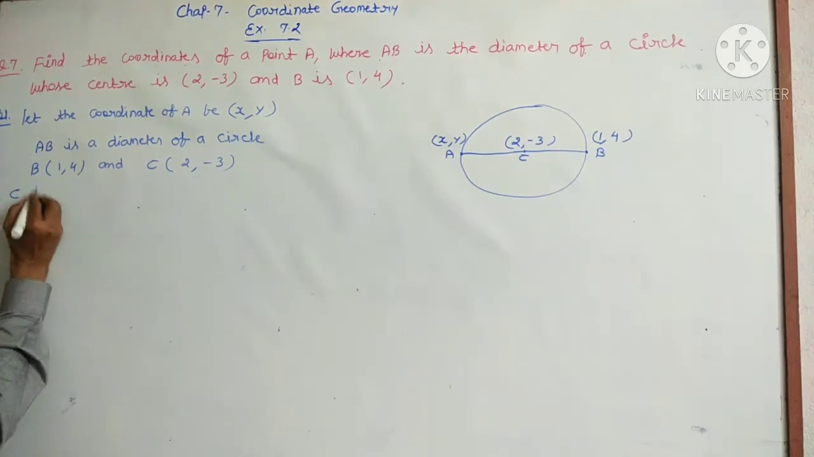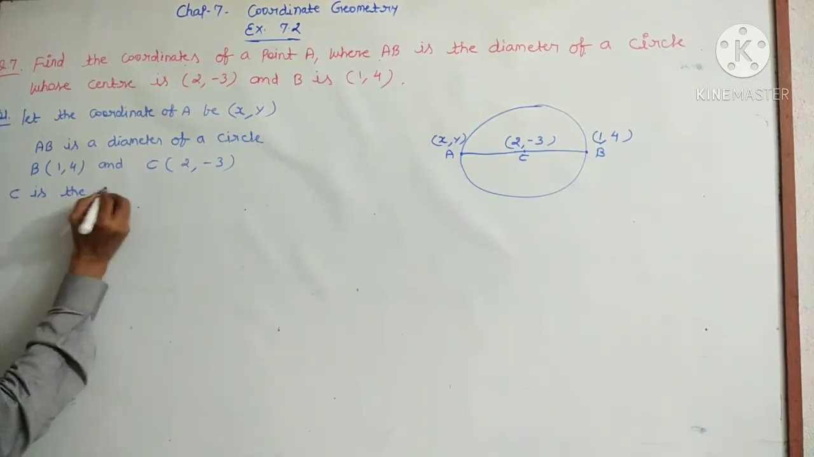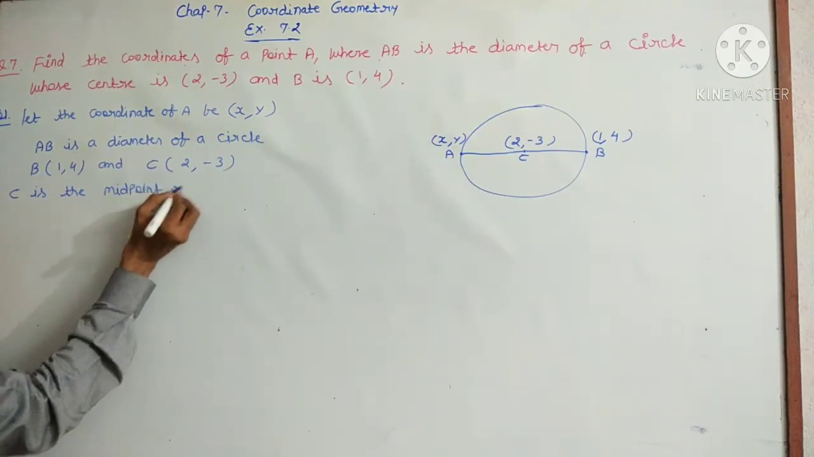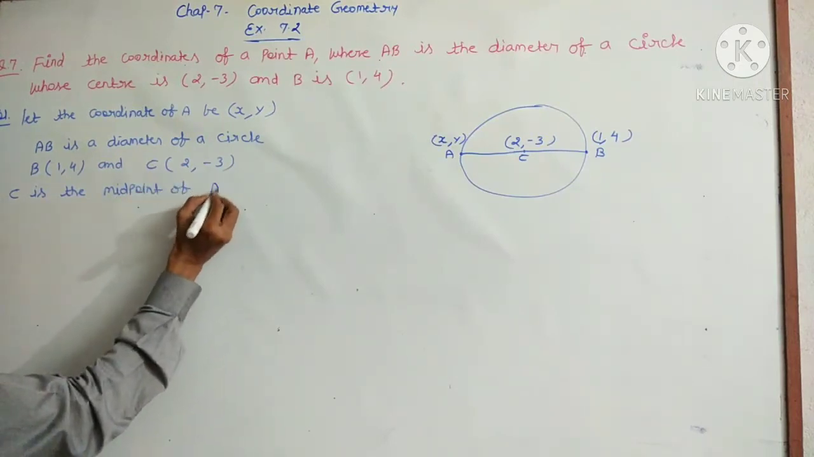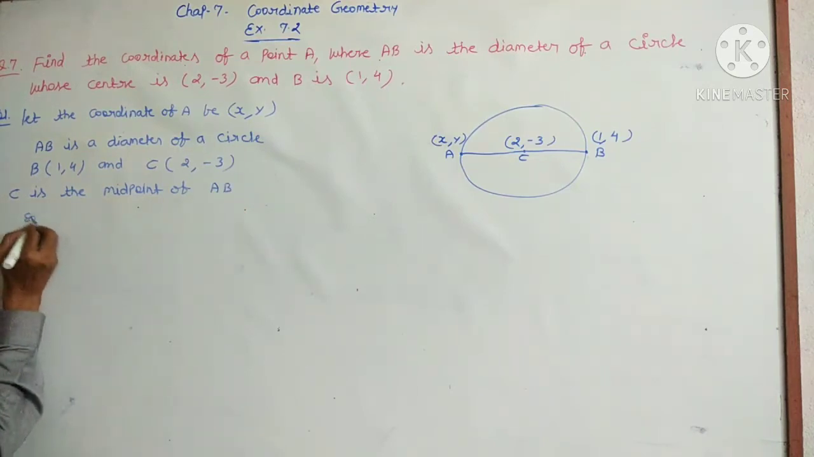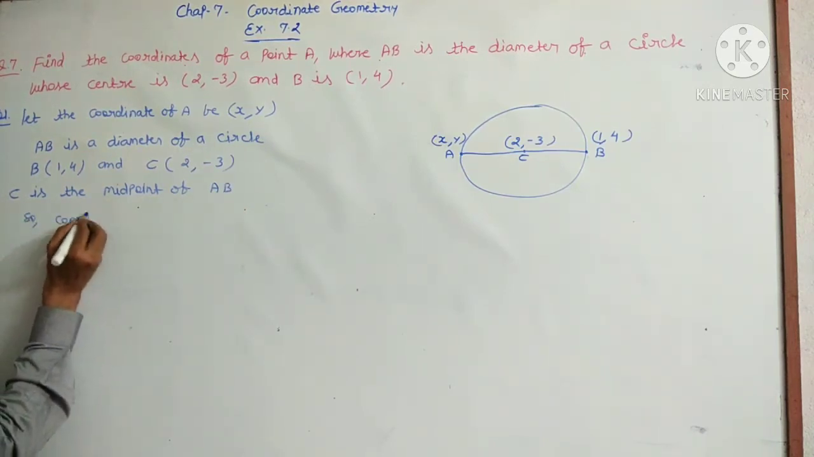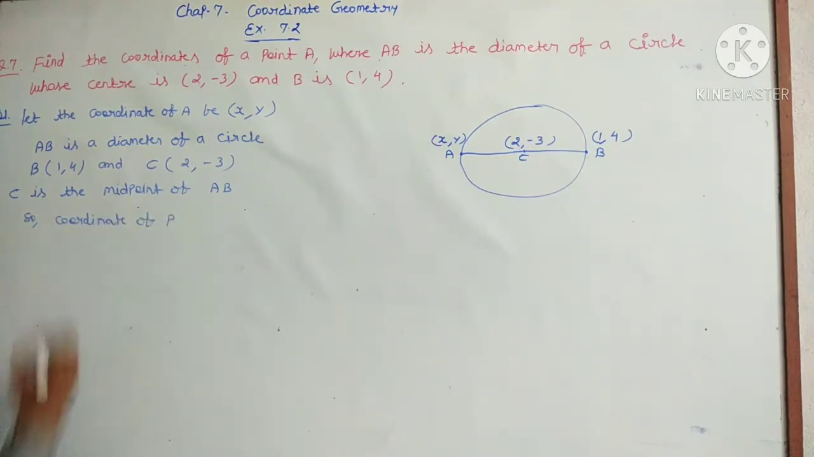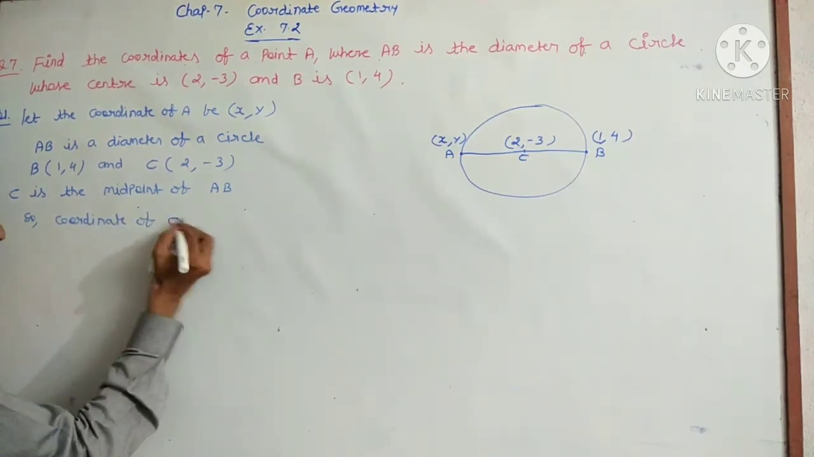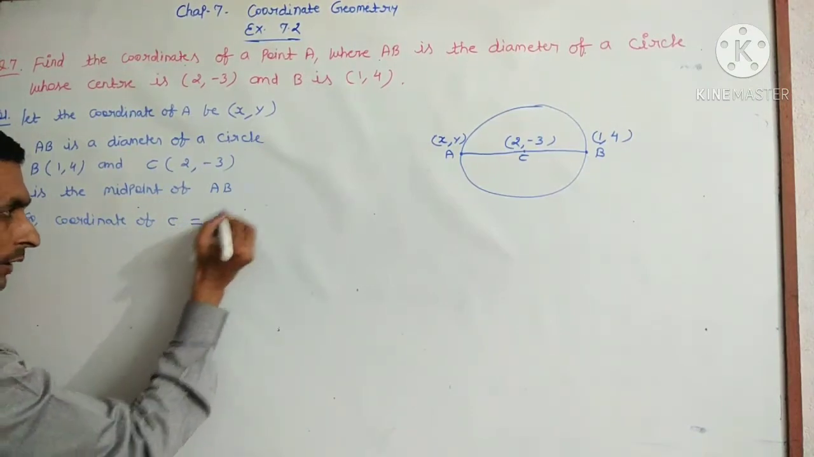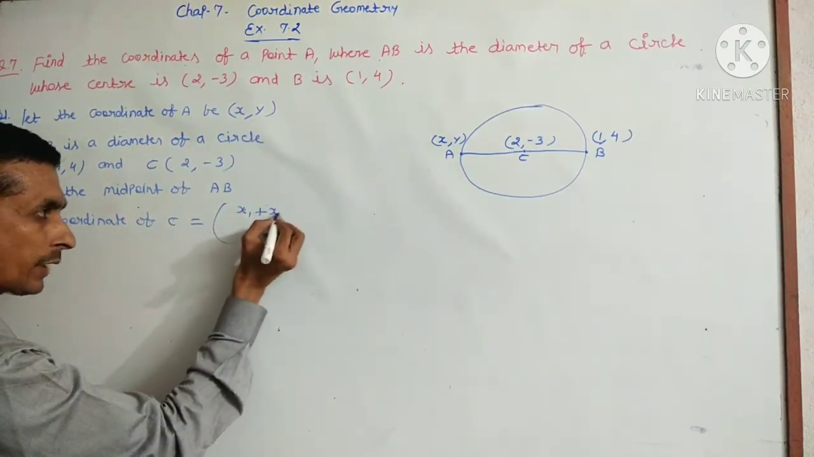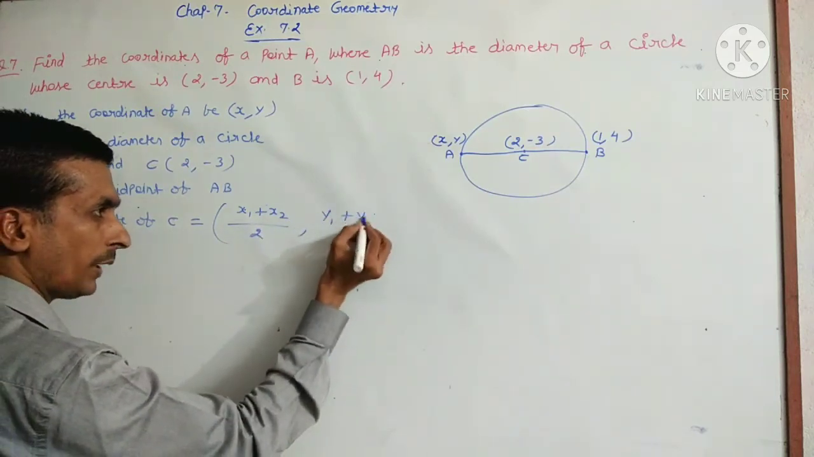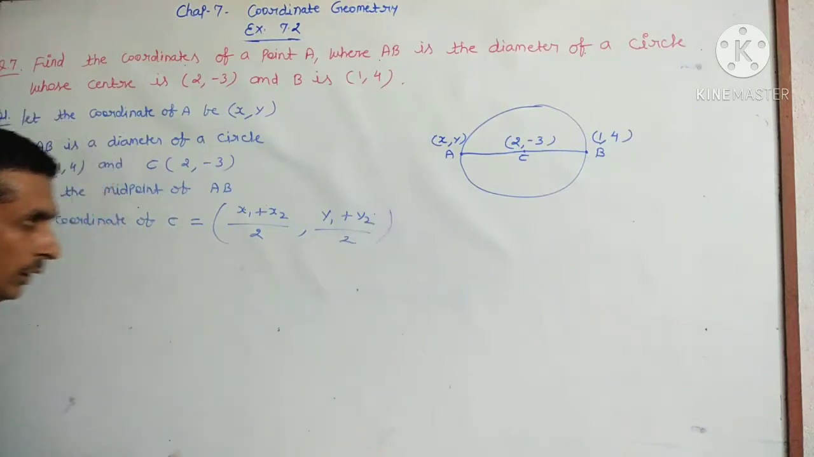C is the midpoint of AB. So the coordinate of P, coordinate of C, you can apply the formula: (x1 plus x2 upon 2, y1 plus y2 upon 2). This is the formula.